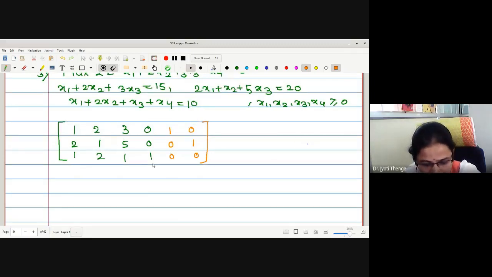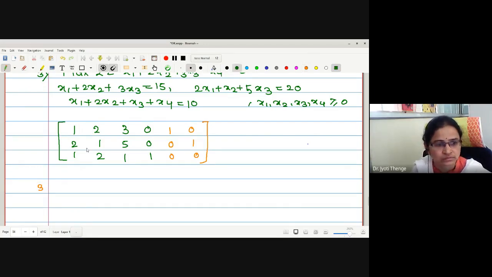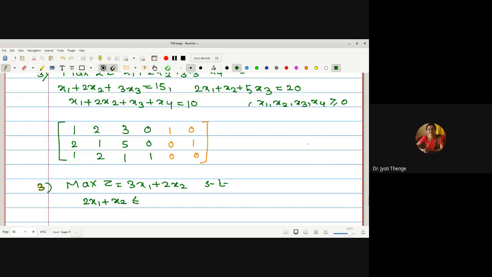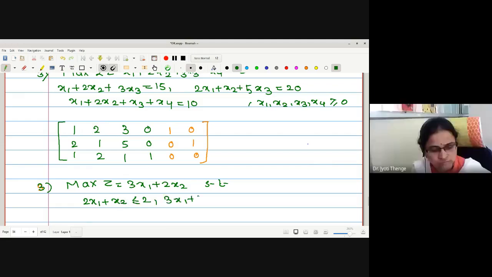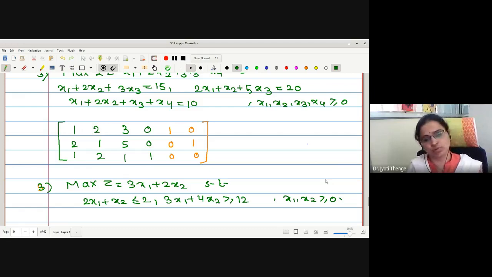Try for this. One example I will give you where the optimum solution is not obtained. Now you have to solve those examples and do more practice as well. If you have doubts on today's lecture, you can ask me.